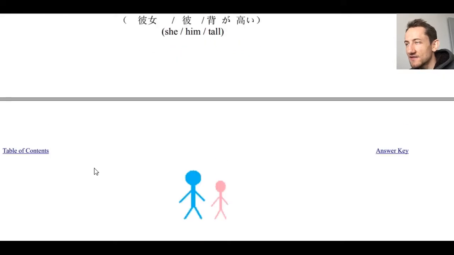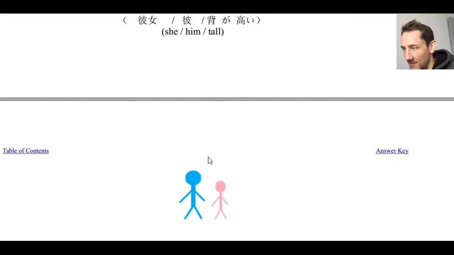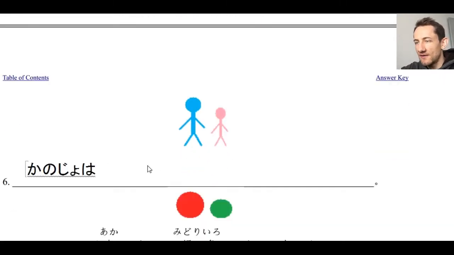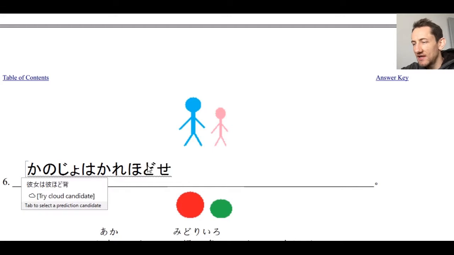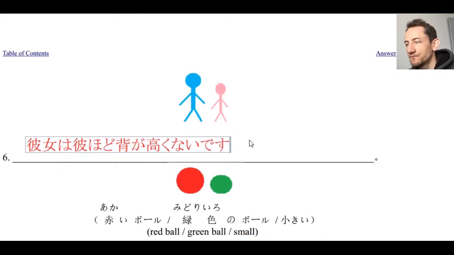But anyway, number 6, 彼女、彼、背が高い. So she is not as tall as him, right? So how would we say that? 彼女は彼ほど背が高くないです。So she is not as tall as him.